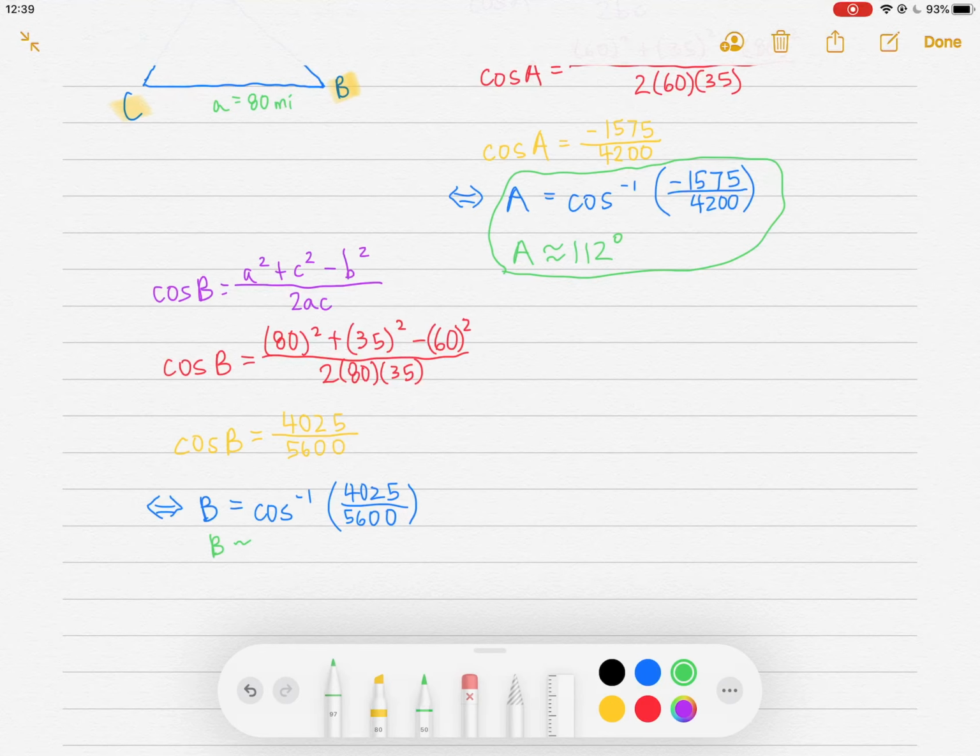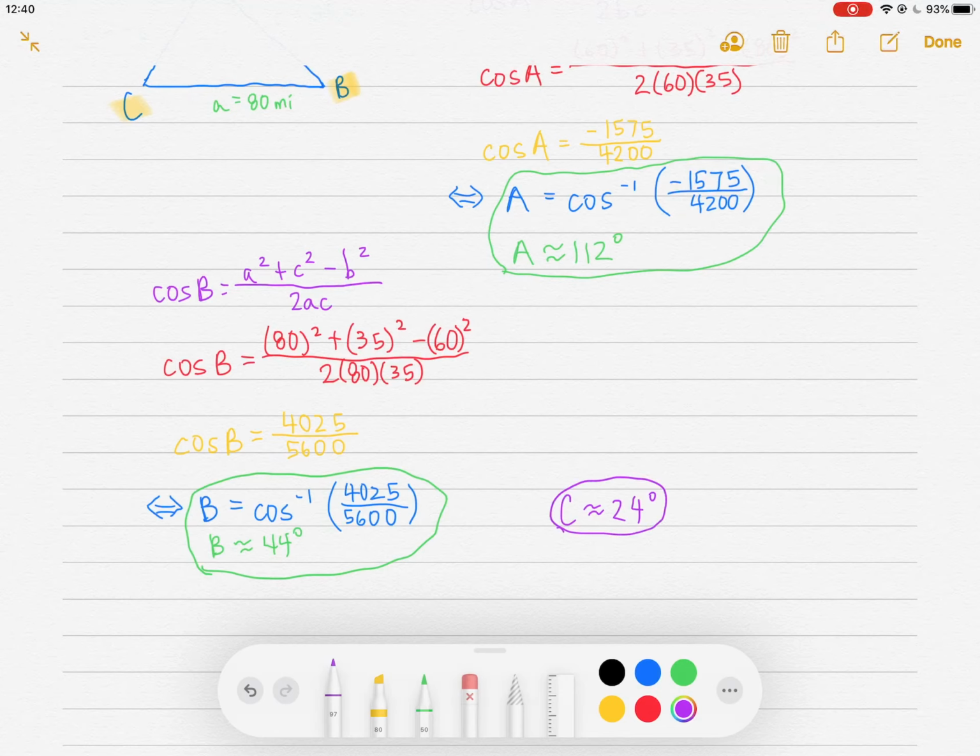Again, we're going to round to the nearest whole number. Cosine inverse of 4,025 divided by 5,600 to the nearest whole number: big B is approximately 44 degrees. And once we found big A and big B, then you can just do big C by doing 180 minus the 112 minus the 44. That gives us a big C of approximately 24 degrees.